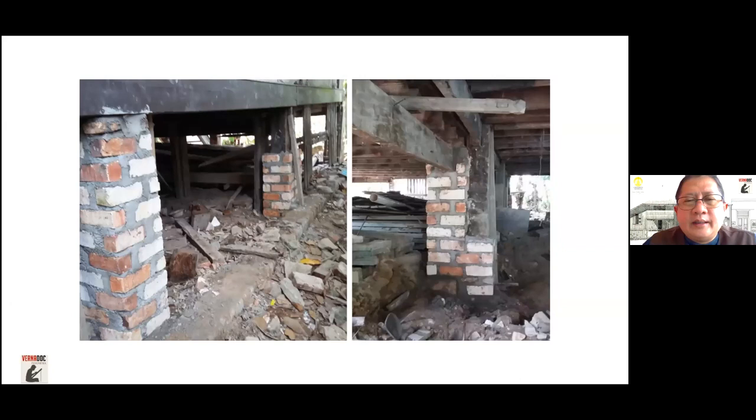They change the pole of the wood, the column, and add a new structure made from bricks. Because when the flood comes, it will destroy the house. So the best solution is don't disrupt the flow of the water.